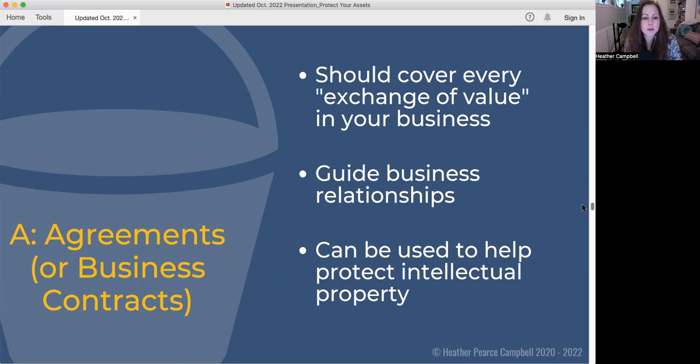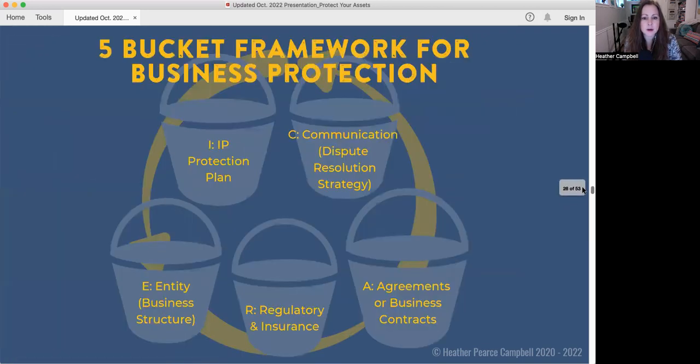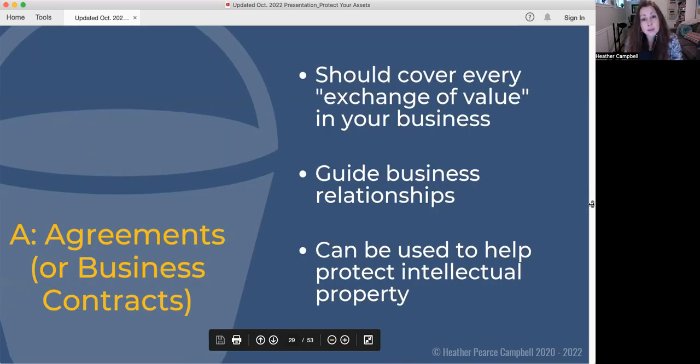Okay, moving to the agreements bucket, right? So with the I CARE model, this is the A, right? We've done E because we're working backwards. ERA, agreements or business contracts. And this is a big bucket. I spend a lot of time with my clients inside of this bucket, right? So you should have agreements in place for every exchange of value inside your business.